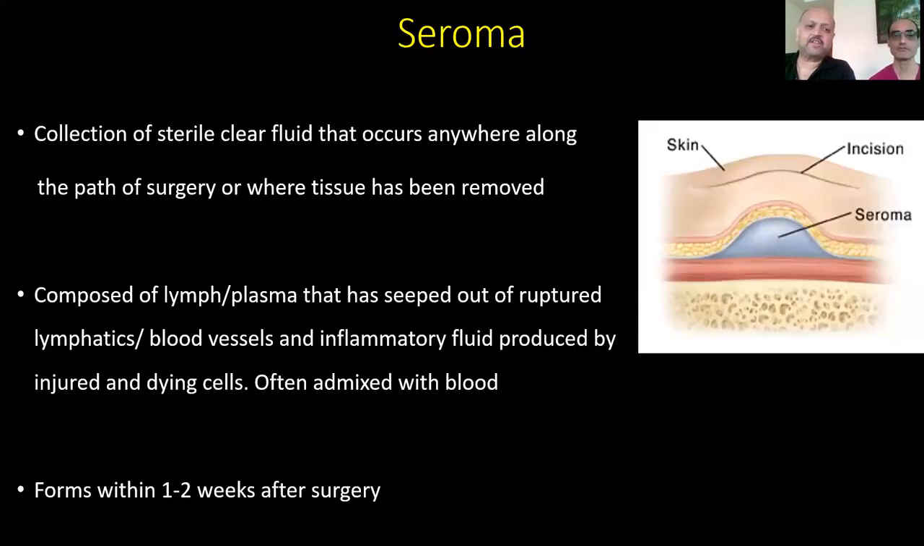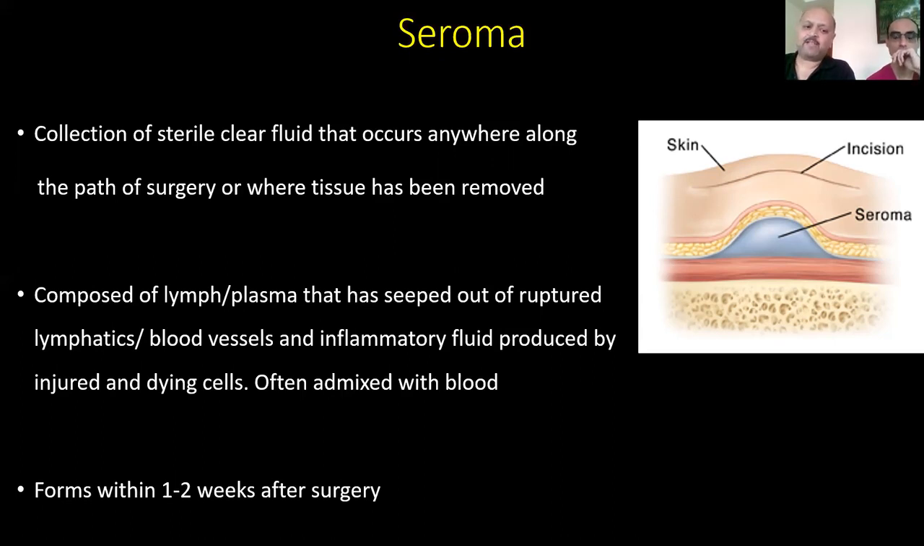The first of these collections is a seroma. It is a collection of sterile, clear fluid that occurs anywhere along the path of surgery or often where the tissue has been removed. It basically consists of lymph or plasma that has seeped out of ruptured lymphatics or blood vessels, and inflammatory fluid which is exudated when there are injured or dying cells.